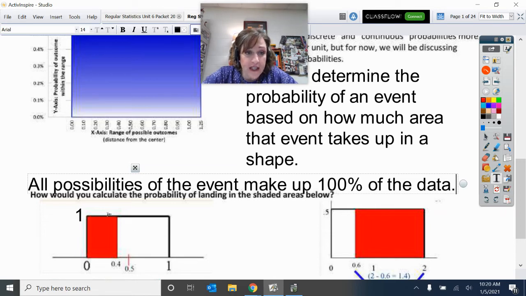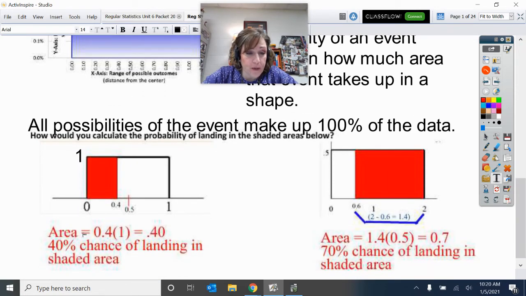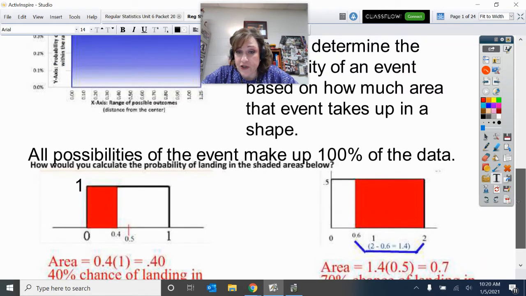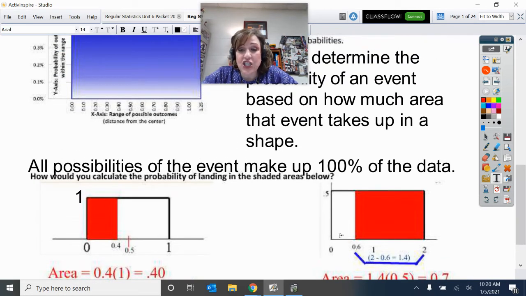And then how much area is shaded red? Well, I can see 40%. So 40% chance of landing in that shaded area. Now, this other shape is interesting because notice it is 2 wide. But if it is 2 wide, then it's only a half high.